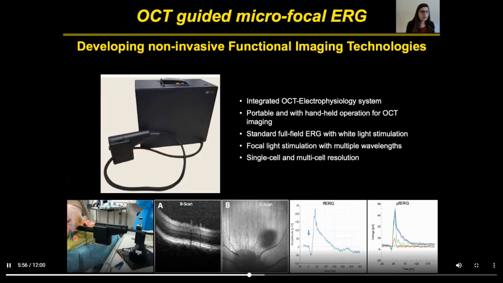This system has the capability for standard B and C OCT scans. It also has the capability for standard full-field ERG and a novel capability for ERG, that is the ability to perform focal light stimulation with different wavelengths, allowing for microfocal ERG of specific photoreceptor types based on the wavelength that these photoreceptors are sensitive to. And finally, also a novel capability that allows ERG recording with single-cell and multi-cell resolution.